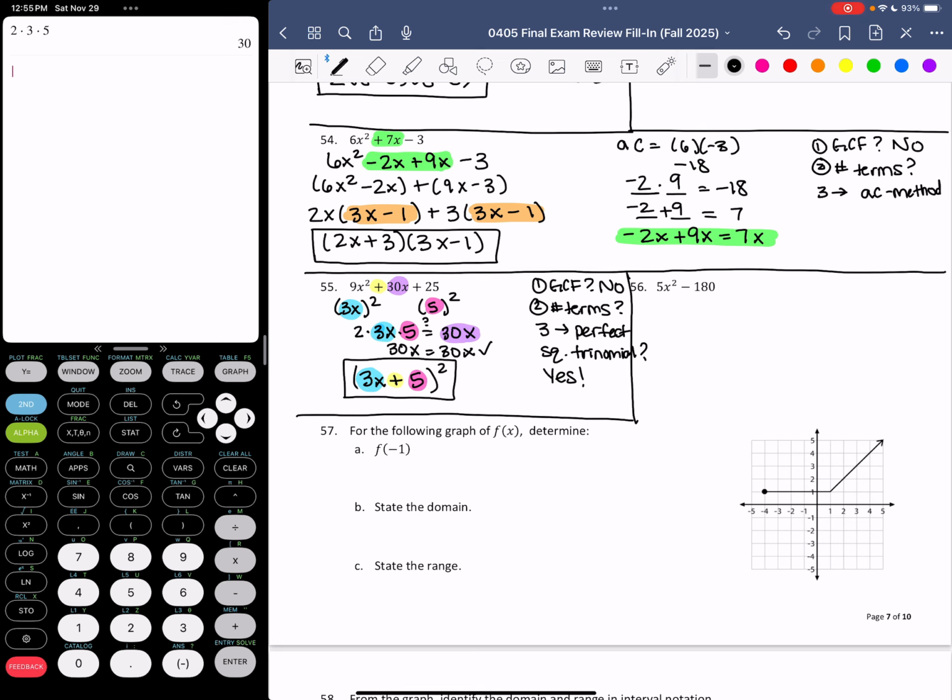All right, last one. I think this is just a perfect square trinomial.